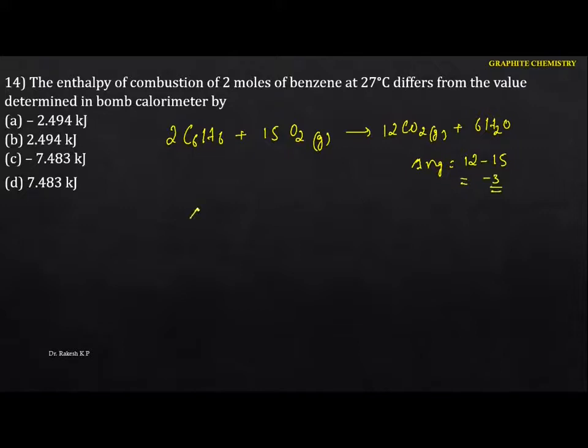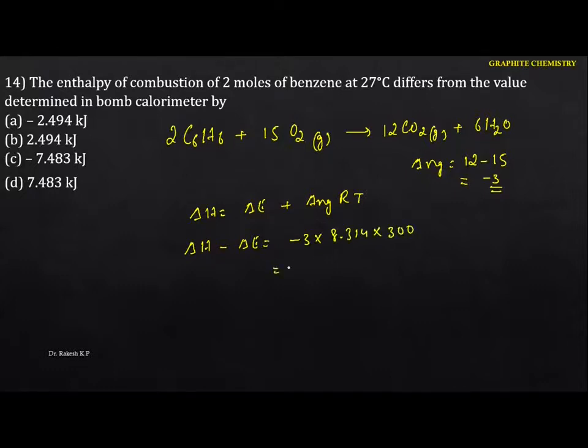So we know the equation: delta H is equal to delta E plus delta n of g into RT. So let me take this one, delta H minus delta E. This is the difference from the value determined in the bomb calorimeter, which is equal to, what is the delta n of g value we got? That is minus 3. What is the R value? That is 8.314. What is the temperature in Kelvin? That becomes 300.